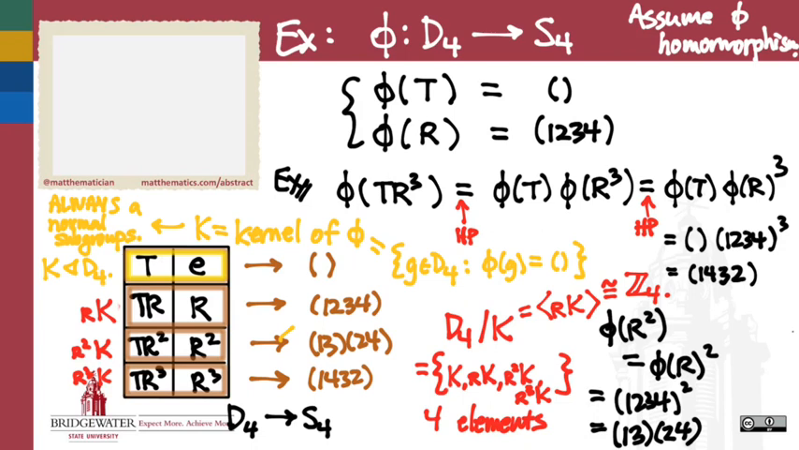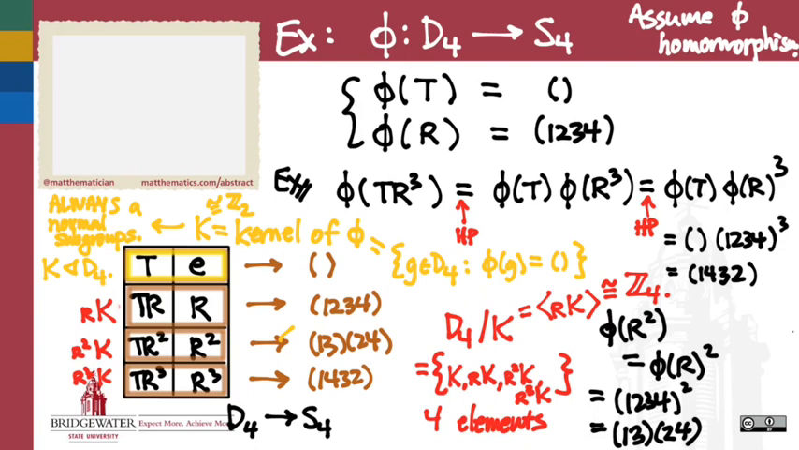What is K isomorphic to? It's a group of order 2. Is K cyclic? Can we write every element of K, this first row here, as a power of something? Yeah. What's its generator? T. So it's a cyclic group of order 2. So it's isomorphic to Z mod 2.